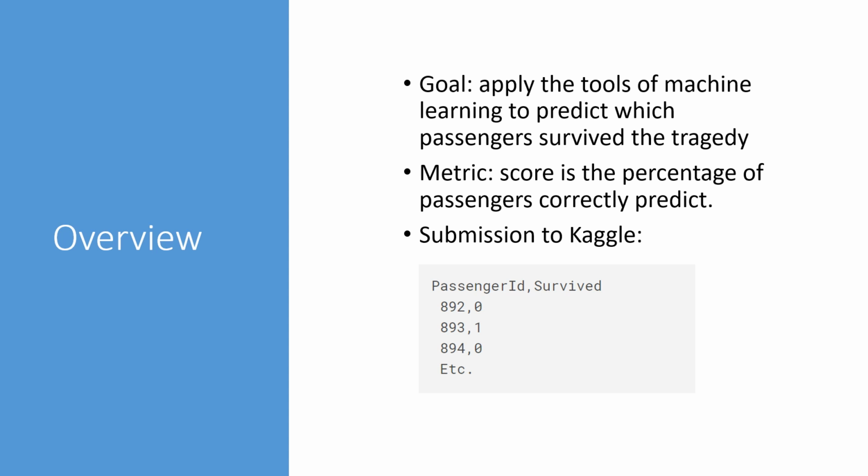And the submission to Kaggle needs to be the passenger ID and the survived column. So there will be two columns here. 0 means they did not survive, and 1 means they survived.